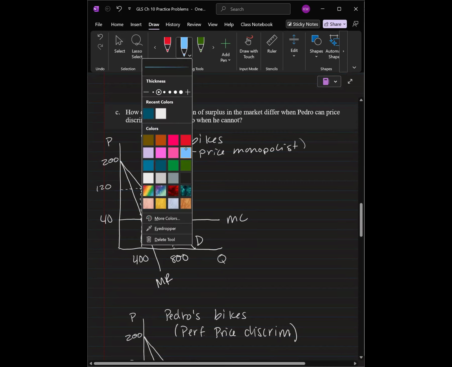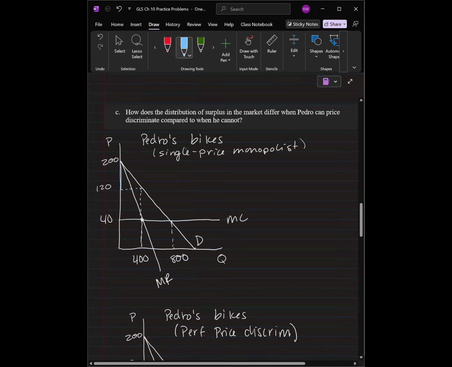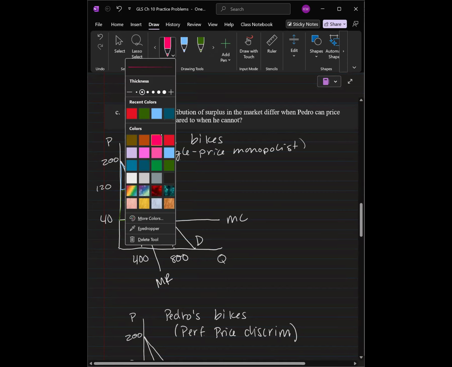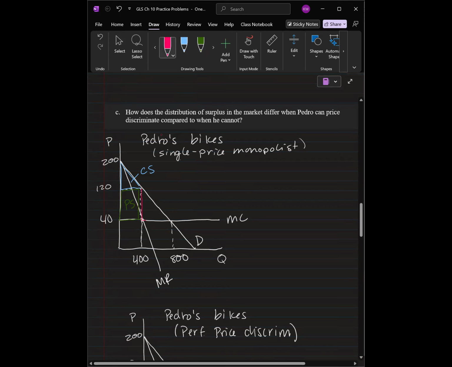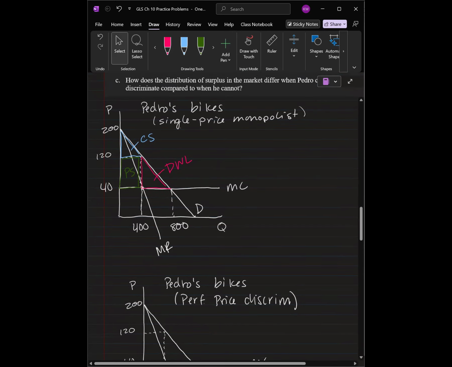Right? Consumers pay less than they are willing to. And that top triangle here is our consumer surplus. Producer surplus is the rectangle formed by the price line, the margin, and the marginal cost curve. And then deadweight loss is the triangle that shows the difference in surplus generated by a perfectly competitive firm and that produced by a monopolist.